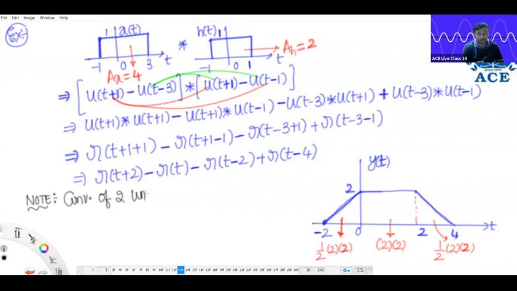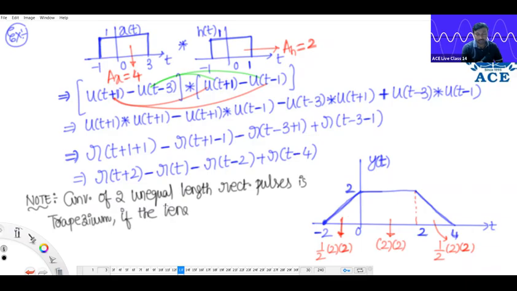Convolution of two unequal length rectangular pulses is a trapezium. If the length is the same, where length means duration, then it is a triangle. Unequal length rectangular pulses give a trapezium. If you take the same duration, it becomes a triangle.